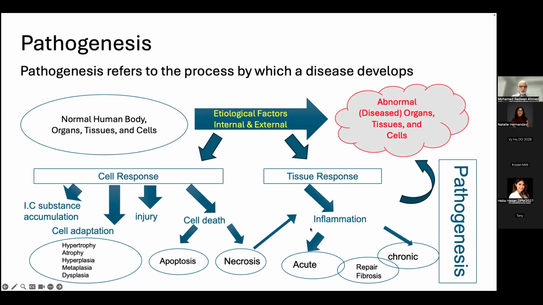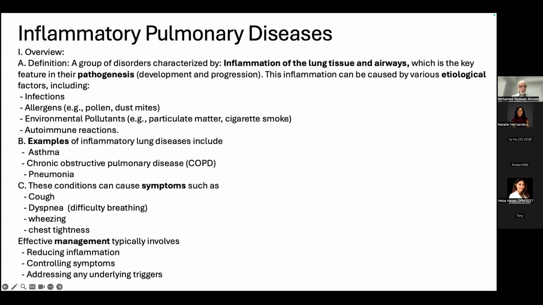We'll talk about how inflammation affects the lung today. And we see that inflammation is acute and chronic. Acute inflammation is represented here by pneumonia, which is the inflammation of the lung due to infection. And a lot of diseases here are chronic inflammation associated with some repair and fibrosis. All right.